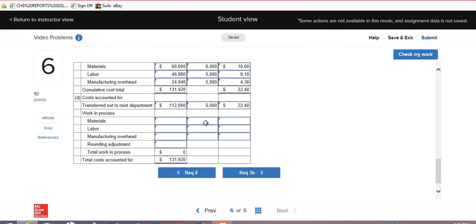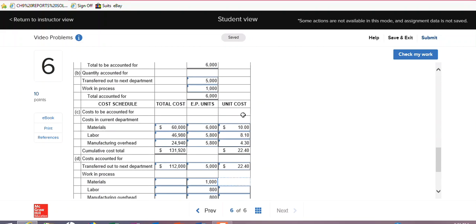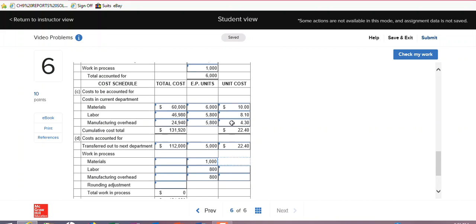So here's our 1,000 units for materials, 800 for labor, and 800 for overhead. And that just came off the chart from before. The costs, we're still in that unit cost item. Those come up from what we just previously calculated. So take these amounts and just pull them down.